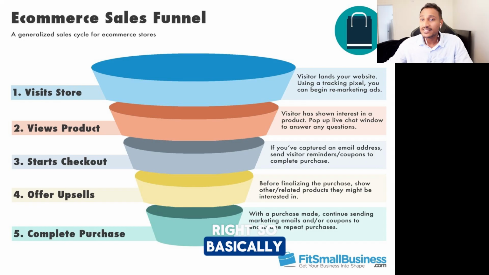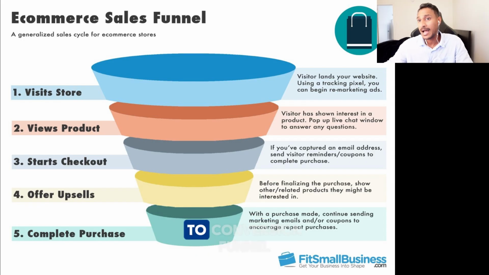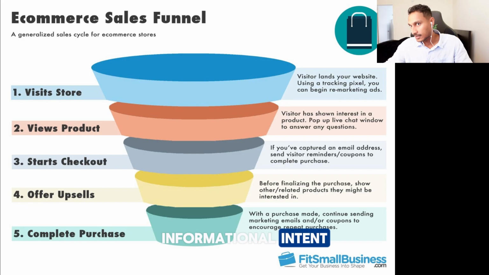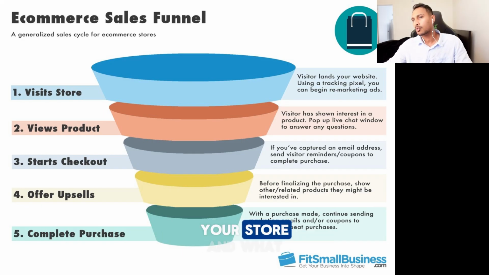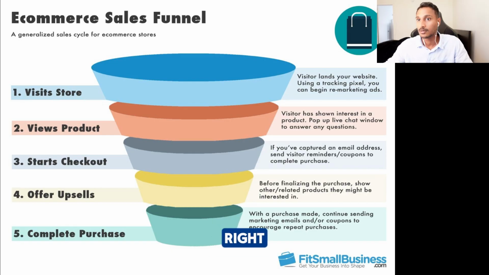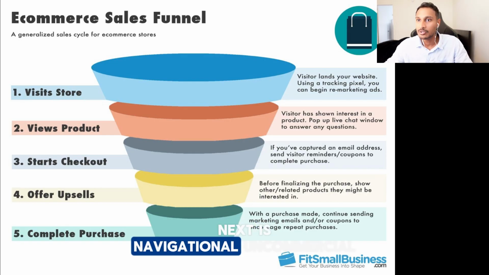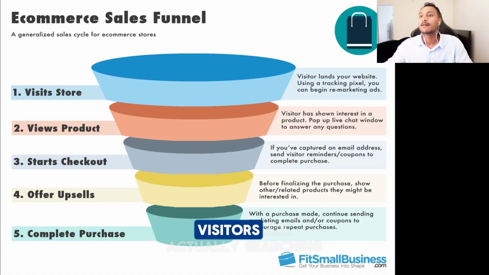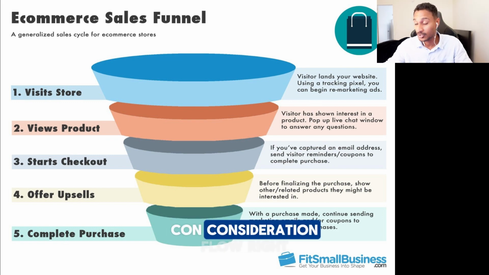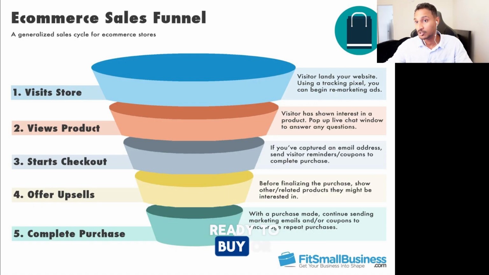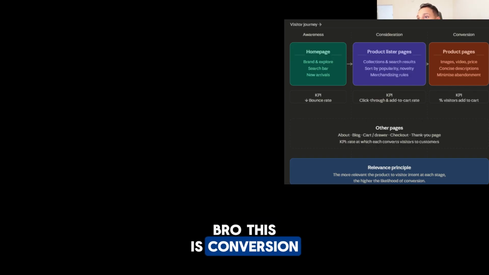So basically, here's how intent maps to the conversion funnel. Informational intent. Visitors are learning about your store and what you offer. So this is awareness, right? Next is navigational and commercial intent. Visitors are actually searching for and comparing specific products. This is within the consideration funnel, right? Then transactional intent. Visitors are ready to buy or returning to buy again. This is conversion and loyalty.